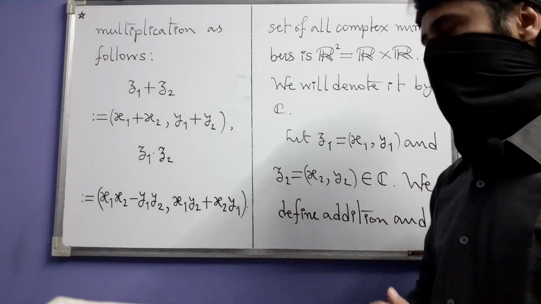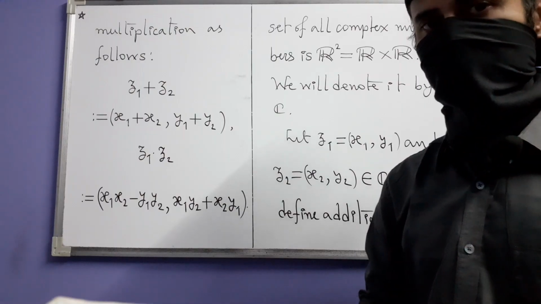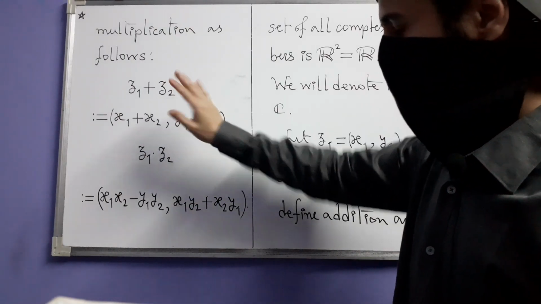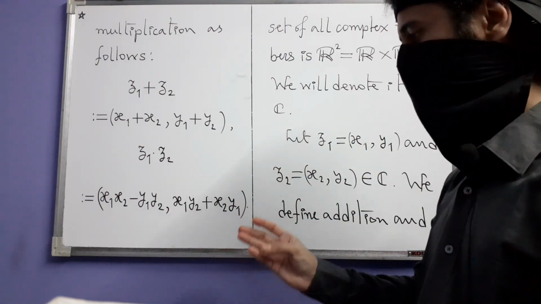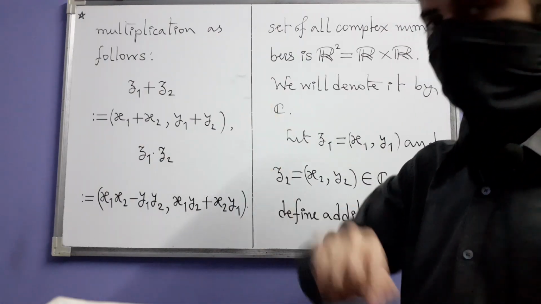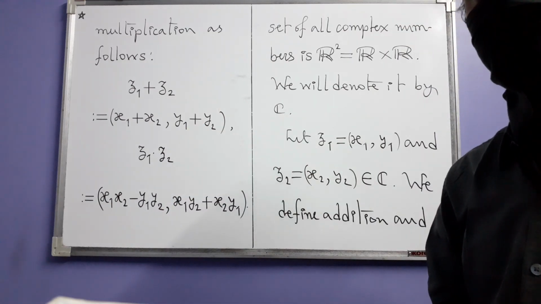What does this all mean? It means that if you are given two complex numbers z1 and z2, first of all, the sum exists. Then the second thing is that it is unique, and the third thing is that it is also a complex number. The same is true for product also.